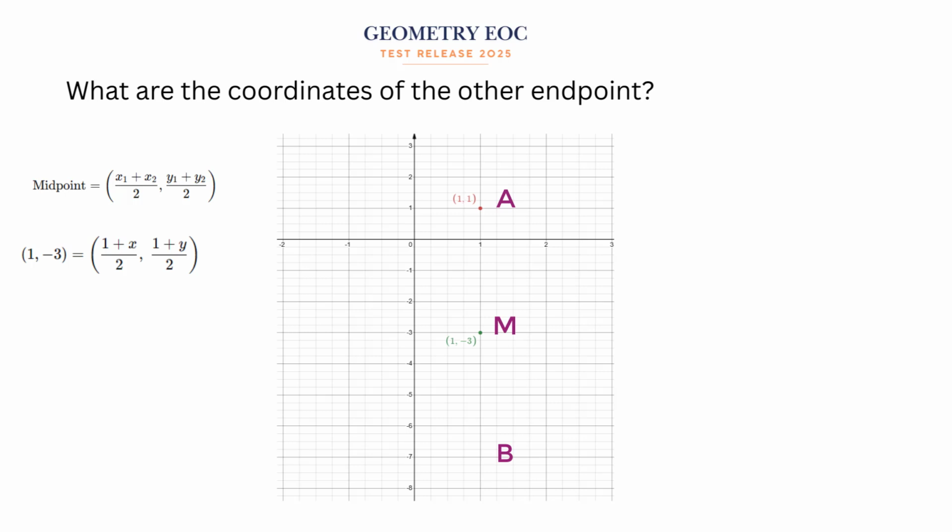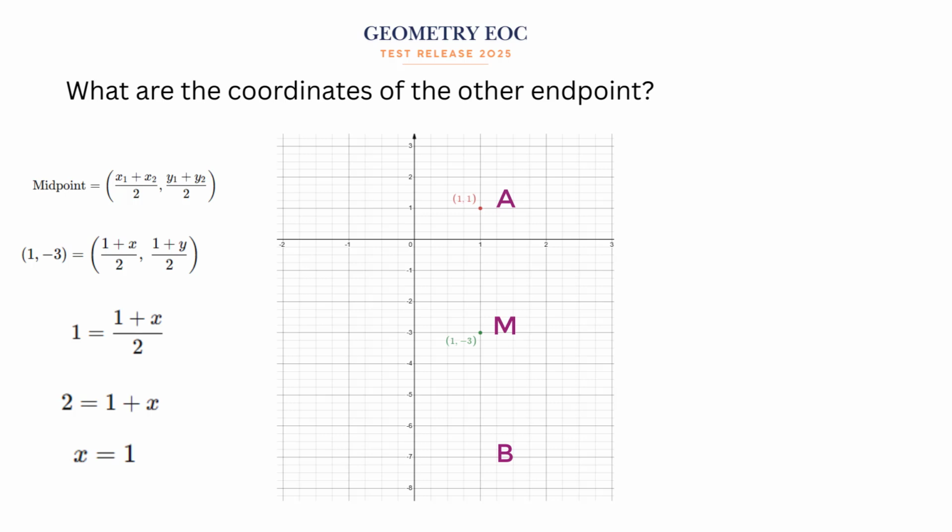Now let's solve for the x value. Let's look at the x values first. 1 equals (1 plus x) divided by 2. Multiply both sides by 2. 2 equals 1 plus x. Subtract 1. x equals 1.